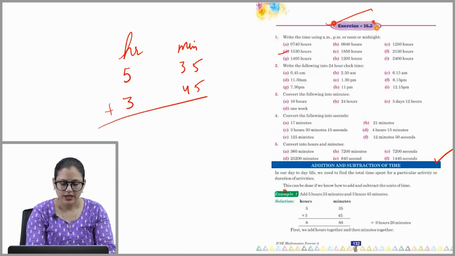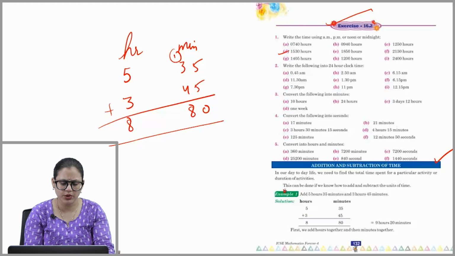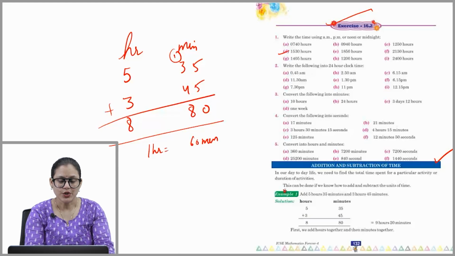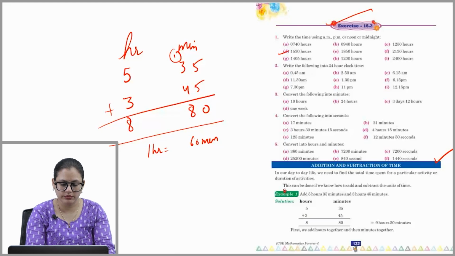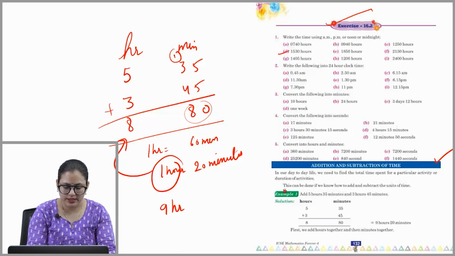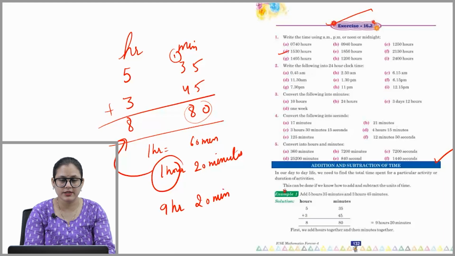Now let's add. 5 plus 5 is 10, 1 carry. 3 plus 4 is 7, plus 1 is 8. 5 plus 3 is 8. So 8 hours and 80 minutes. But you know 1 hour is equal to 60 minutes. So 80 minutes, how will you write it? 80 minutes means 1 hour and 20 minutes. Now you will add this 1 hour to 8. That means 8 plus 1 is 9 hours and 20 minutes. Okay, this is the answer.